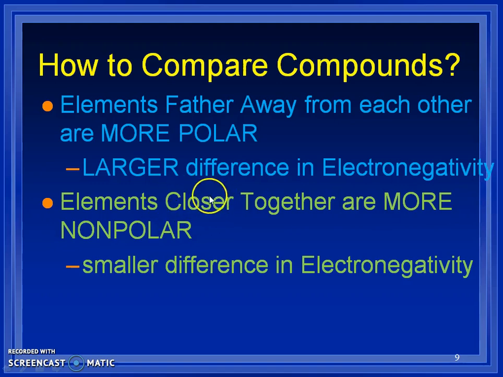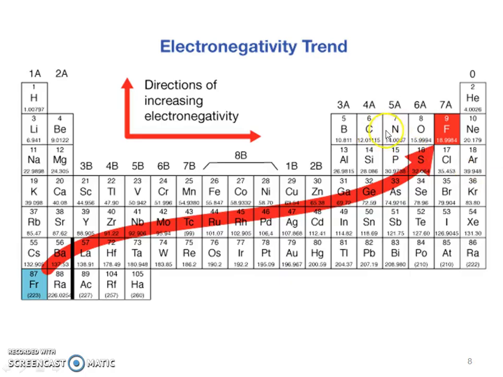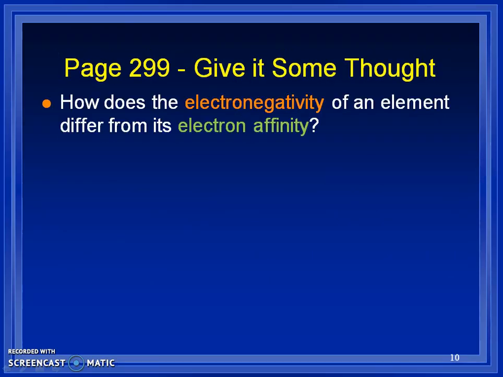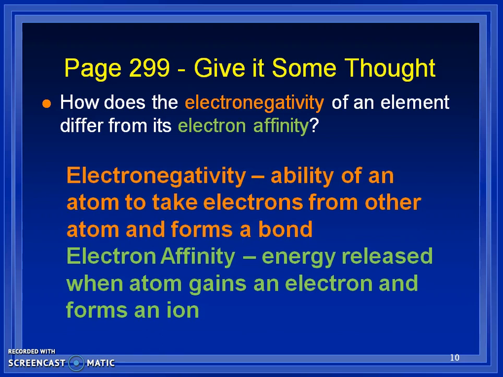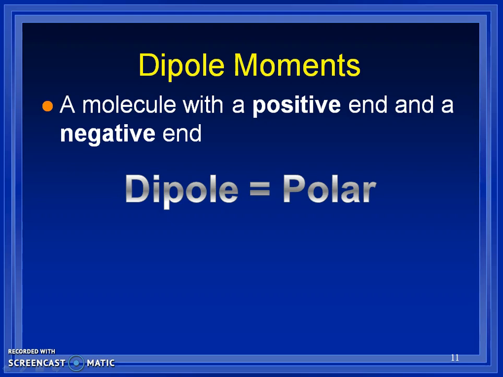Of course, the elements that are closer together, they're going to be more nonpolar. So in other words, if I would have nitrogen and oxygen together, that's going to be more nonpolar because their electronegativities are going to be very similar to each other. Give this some thought, see if you can come up with an answer. Hopefully you remember that difference that I just spoke of.